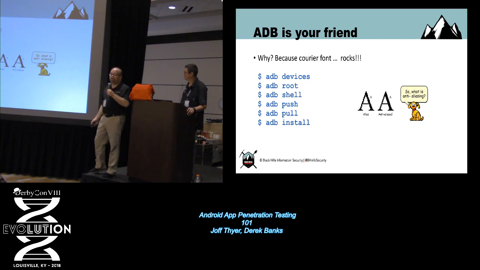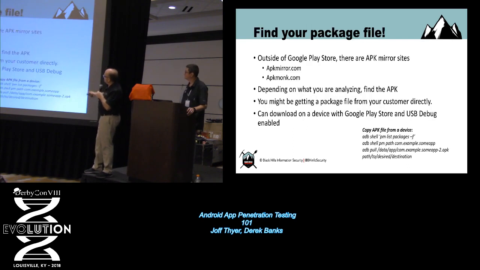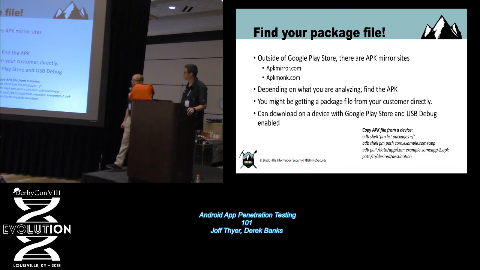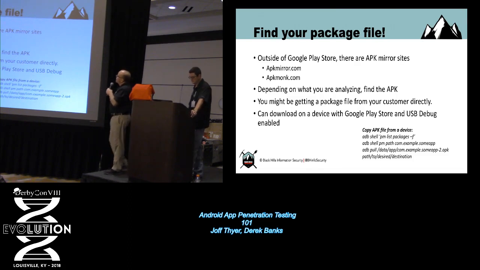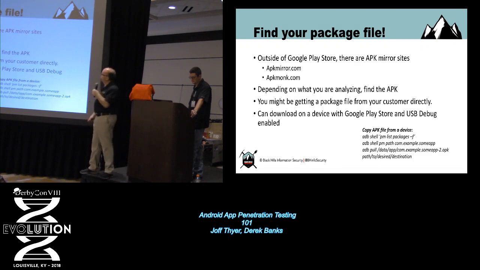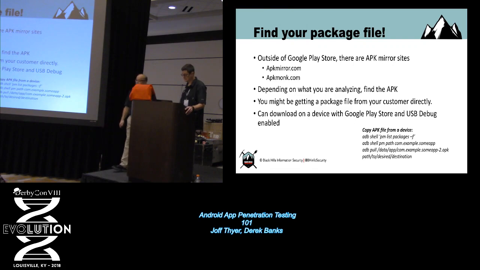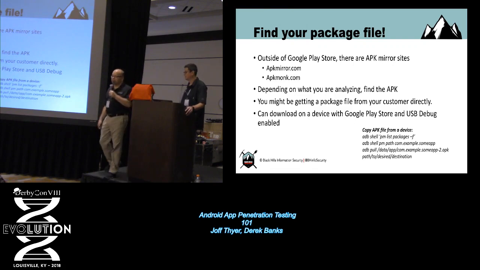ADB install allows you to sideload and install Android packages. All right? How do you find your package files that you're interested in hacking and or reversing? Well, you go to some of these APK mirror sites that are outside of the Google Store: apkmirror.com, apkmonk.com. I find apkmonk.com one of the most useful ones that I've used, right? It enables you to search, find the APK, download the APK, sideload it onto the device, unzip it, whatever you need to do.